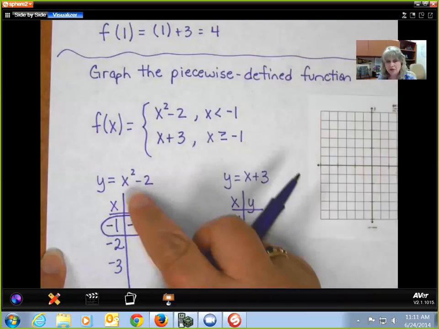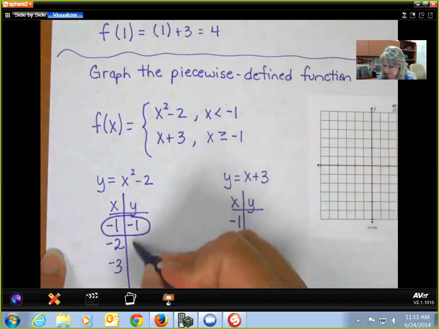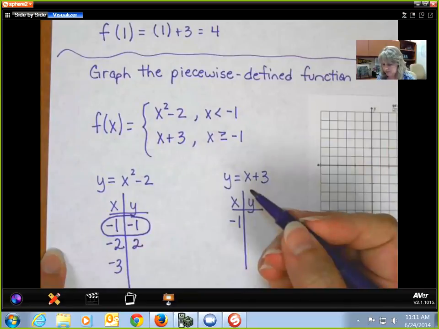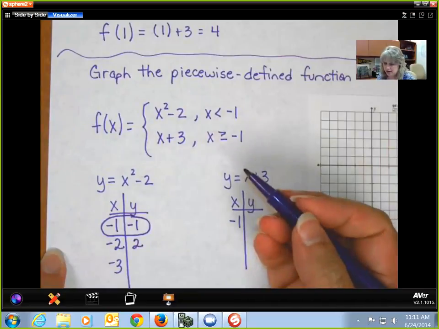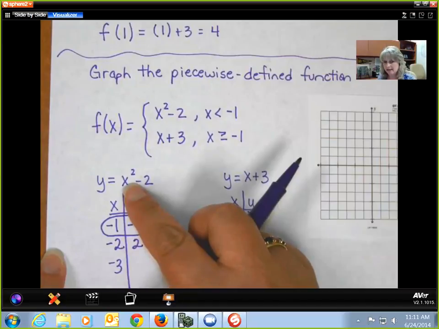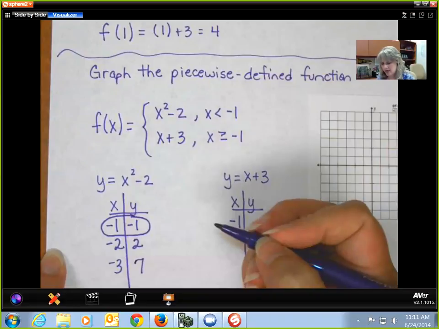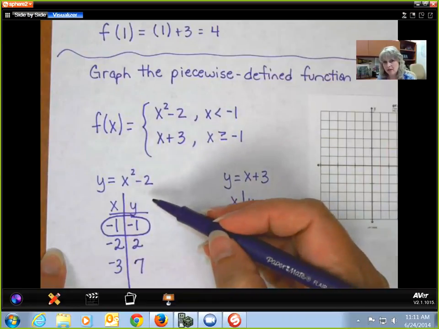If we put -2 in place of x, if you take -2 and square it, it becomes a +4, and then 4 minus 2, of course, is 2. And then we'll try another point. -3 being squared is 9. 9 minus 2 would be 7. So we know that this is going to look like a parabola on the left side of -1.